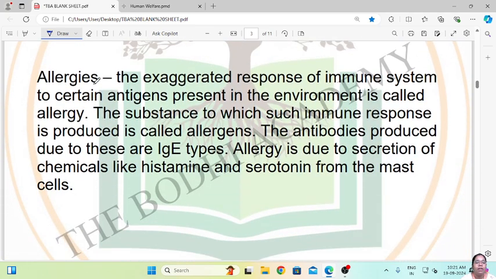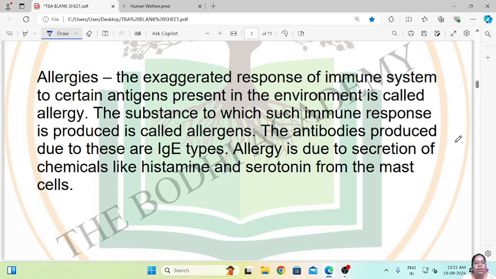Now let us see what allergies are. An exaggerated response of the immune system to certain antigens present in the environment is called an allergy. The substance to which such an immune response is produced is called an allergen. Your body produces a response towards substances from the environment which come in contact with your body.